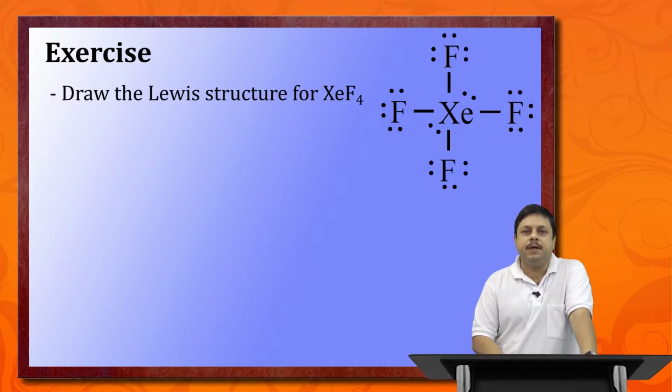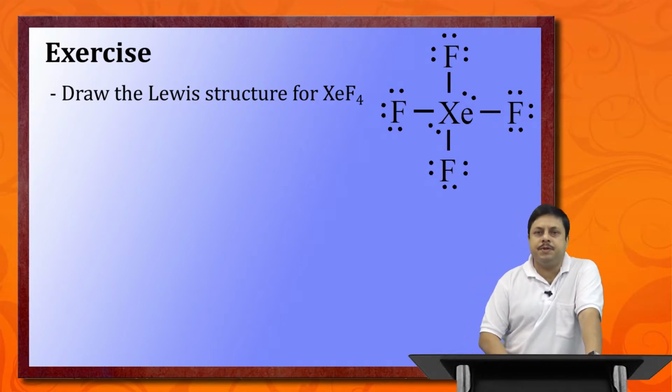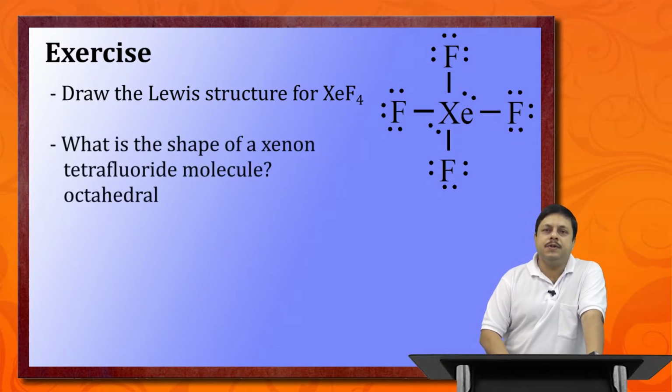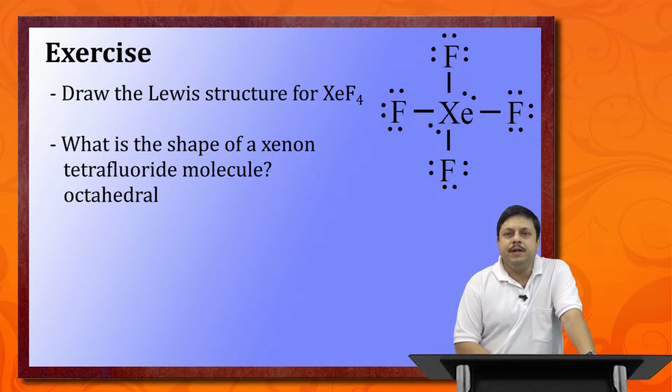Go to the next exercise. Say somebody asks me to draw the Lewis structure of xenon tetrafluoride and predict its shape. In the case of xenon tetrafluoride, this is the Lewis structure, and the hybridization can be either sp3d2 or d2sp3. This gives you an octahedral arrangement like this. There will be 6 electron pairs, so that necessitates an octahedral arrangement.